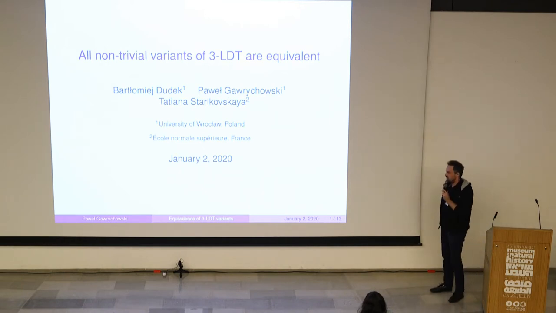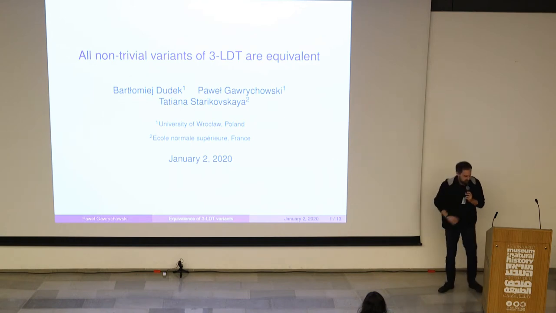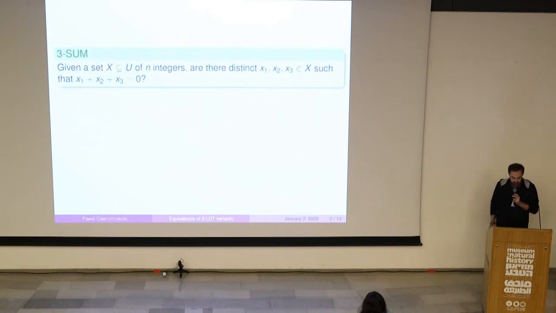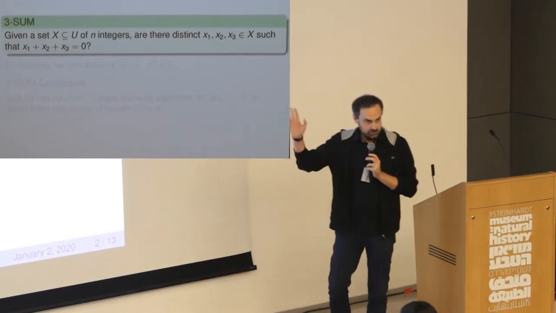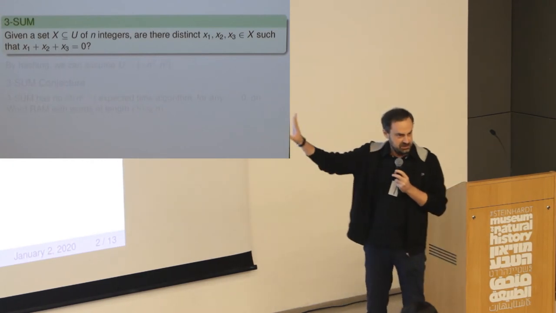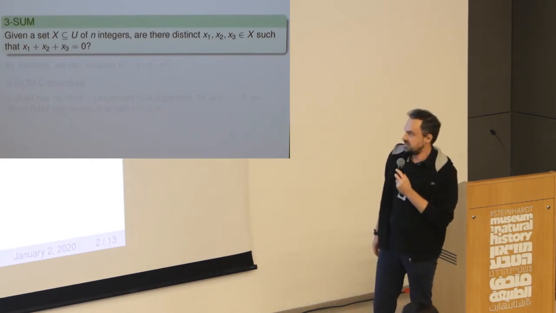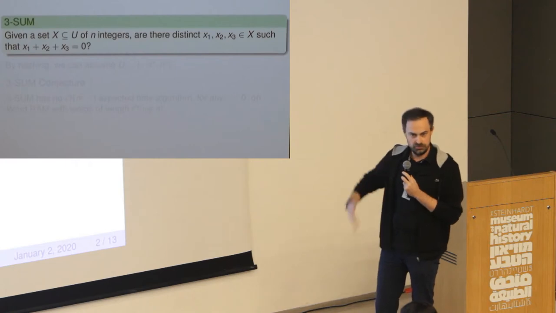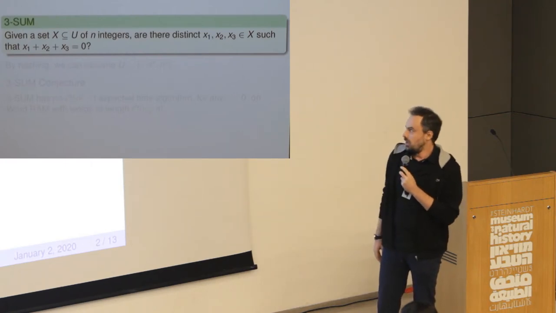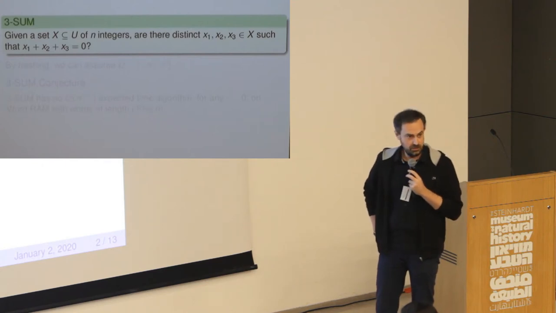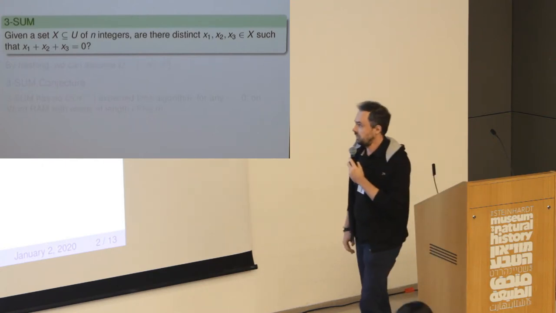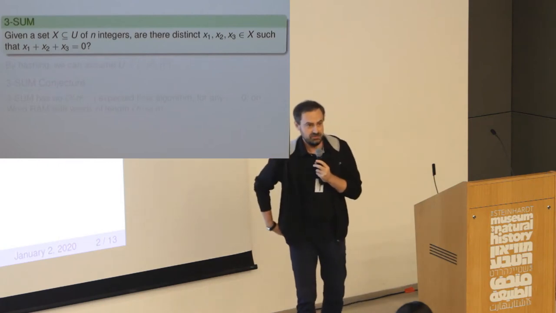And I guess all of you know what 3SUM is, but let me just show you the definition to make sure that we're on the same page. There are different versions that are equivalent. The one that I would like to work with, and you will see why I prefer this particular version, is as follows. You have a set X of integers from some universe, and you should check whether there exist three distinct elements of the set, x1, x2, x3, that sum up to zero.